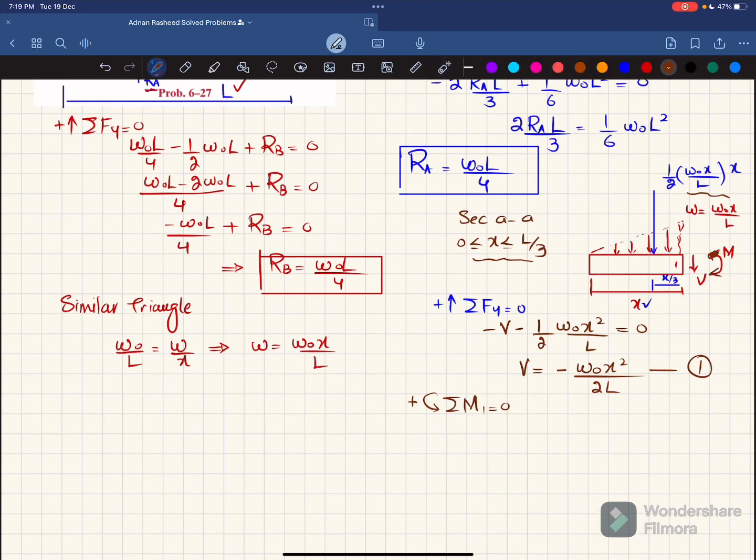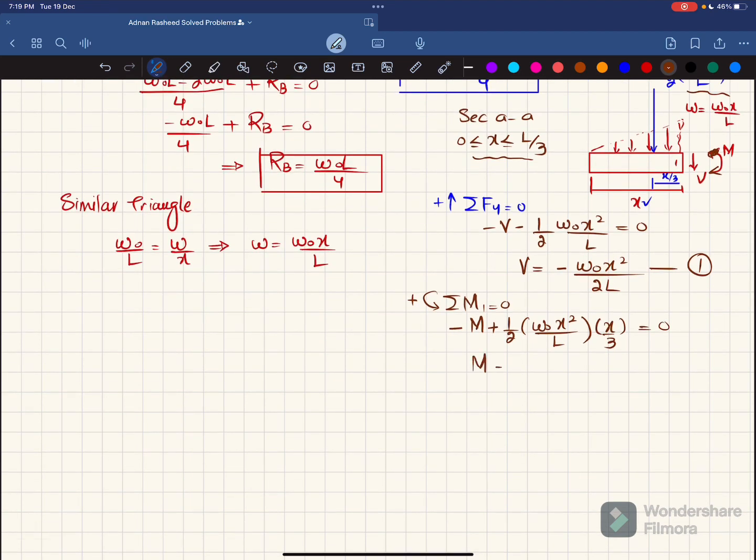This direction is this. So minus this moment, which is clockwise, plus 1 over 2 into W naught X square over L into the perpendicular distance X by 3 is equal to 0. So from here you will get this moment will be equal to W naught X cube over 6L. Clear? And this will be your equation number 2. So equations 1 and 2 are valid for X greater than or equal to 0 and less than L by 3.